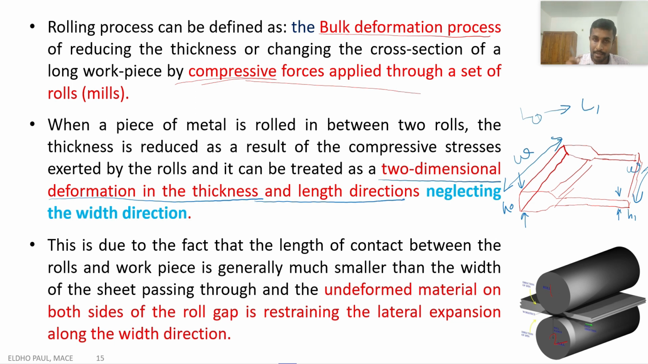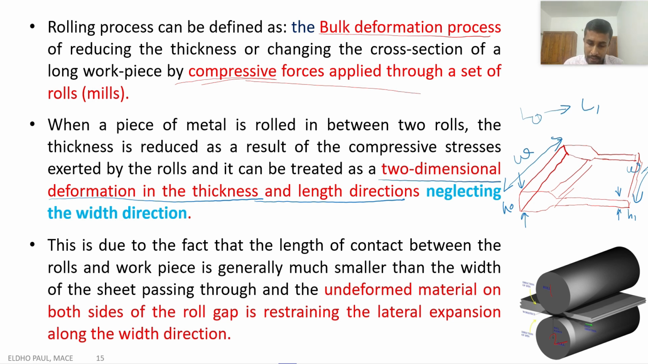Thickness is reduced during the rolling process and length is increased. We neglect the deformation in the width direction. There will be some negligible deformation in the width direction, but we are not considering the deformation in the width direction for studying this rolling process. What is the reason for neglecting the deformation in the width direction?